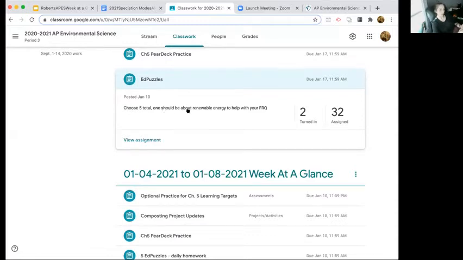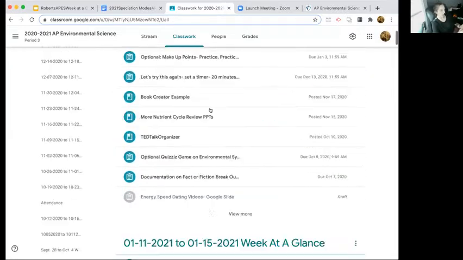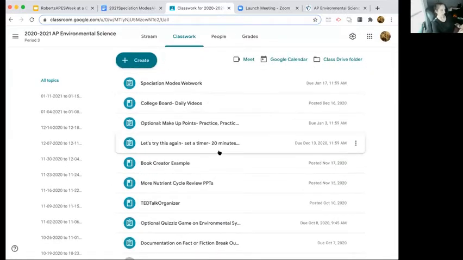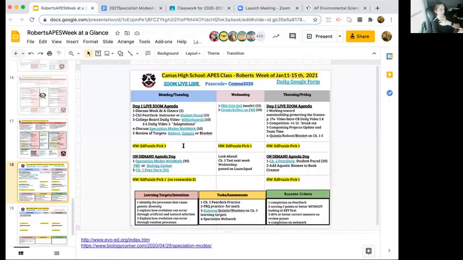And it does say one should be about renewable energy. That's just to help you if you do want to get more than 5 points right on the content part of the question. Renewable energy and energy will not be till spring chapters. All right, so that's your classwork tab.